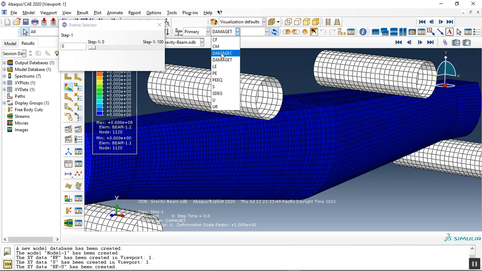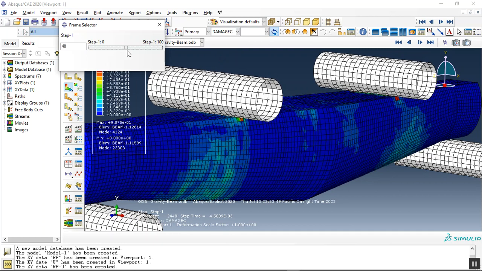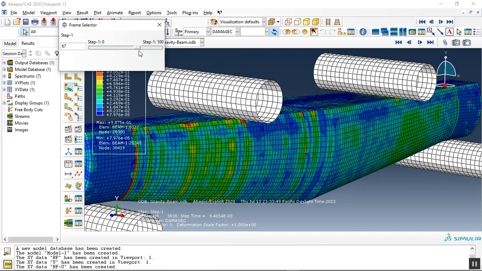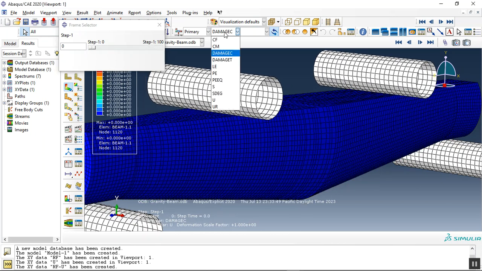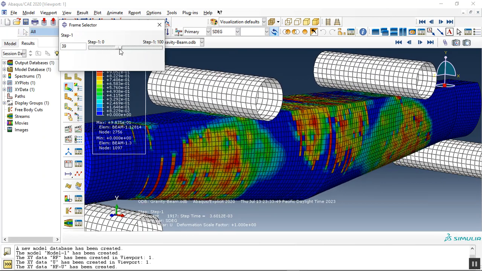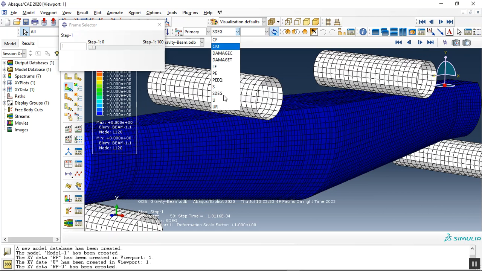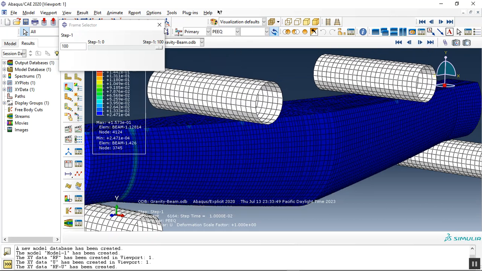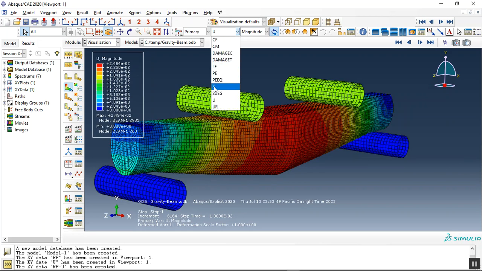Let me check the compressive damage also. The compressive damage of the gravity beam, you can see it is not too much, but you can see here the stiffness degradation. The stiffness degradation also is 90%, or the plastic strain. You can see the plastic strain happen at the boundary zone and the load locations. Also the displacement, the stress.